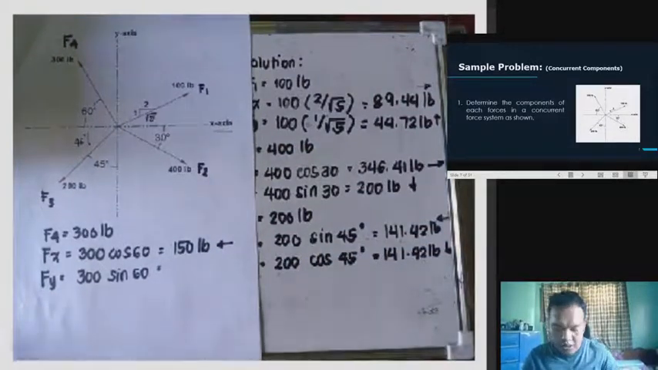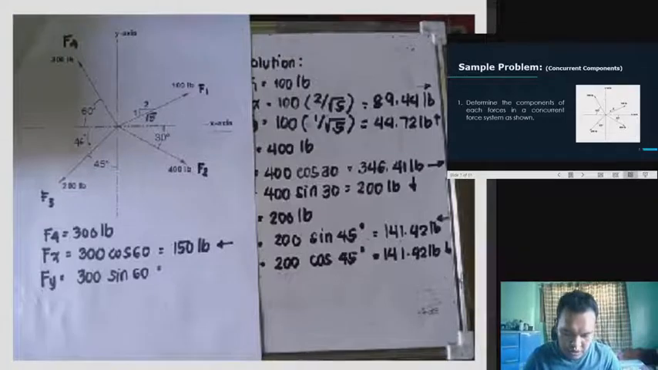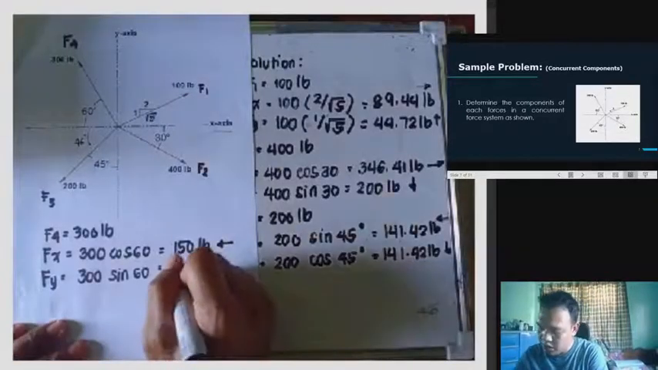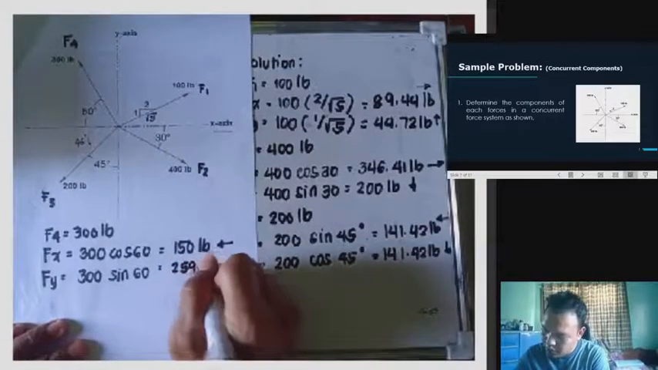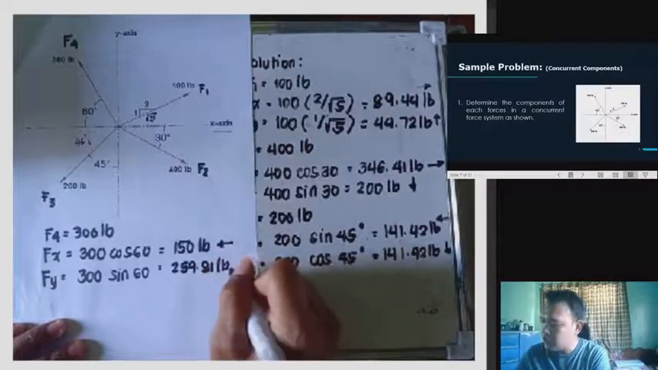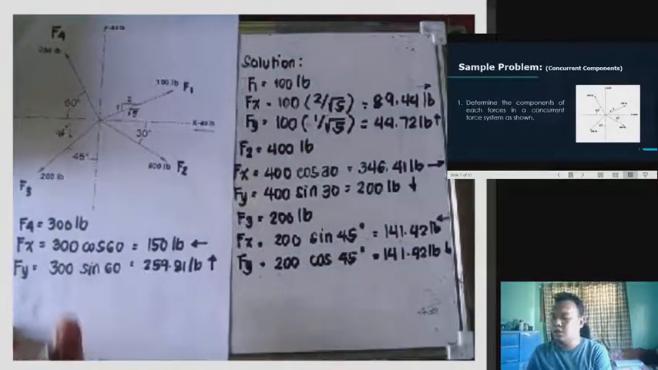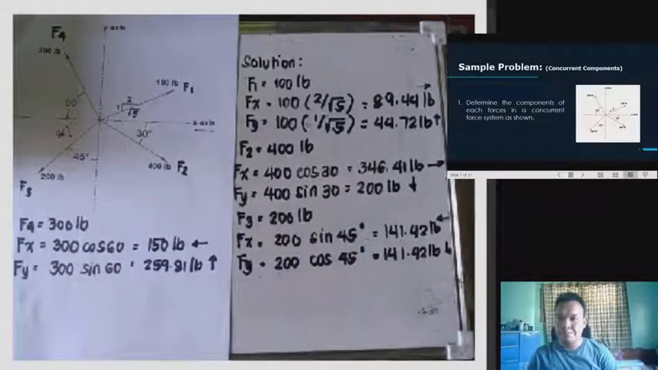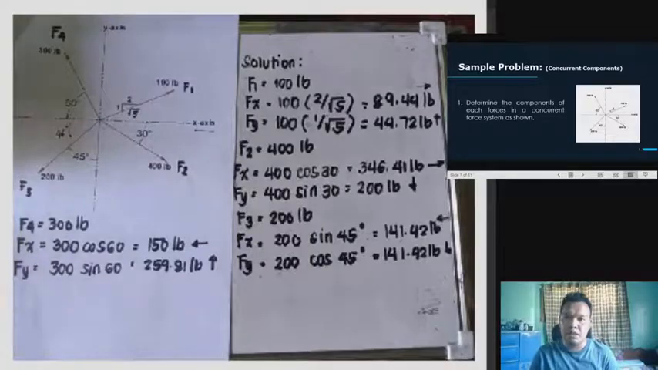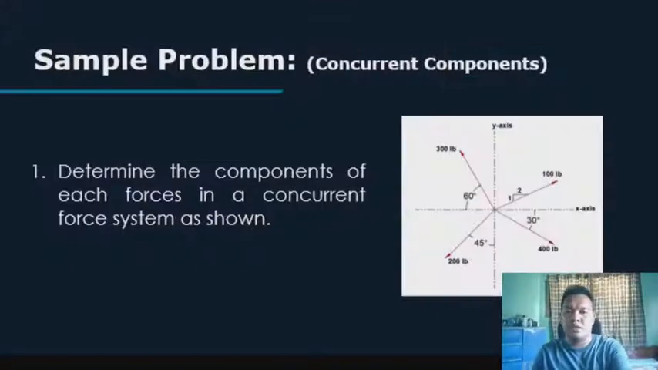Then, we have here 300 sine 60, which is equivalent to 259.81 pounds going up. So, yan po yung component ng mga forces na nandyan sa system natin. So, sample problems lang yan ng concurrent components, no? So, let's proceed to another problem.